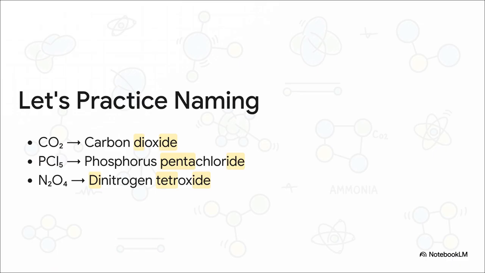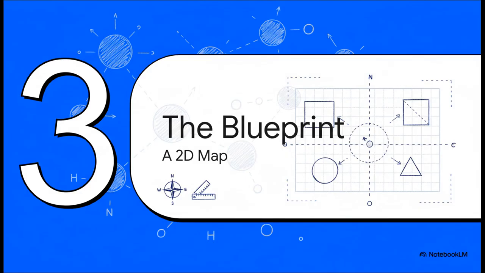You got this. So, our molecule is bonded, it's got a name. Now we need a map. We need to figure out how everything is laid out. And for that, we draw this really cool 2D blueprint called a Lewis structure.